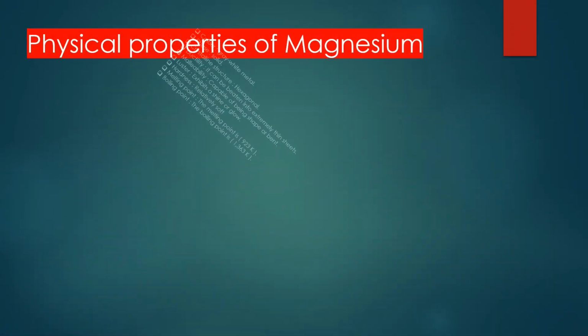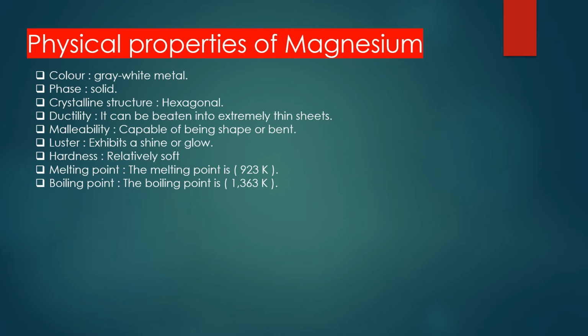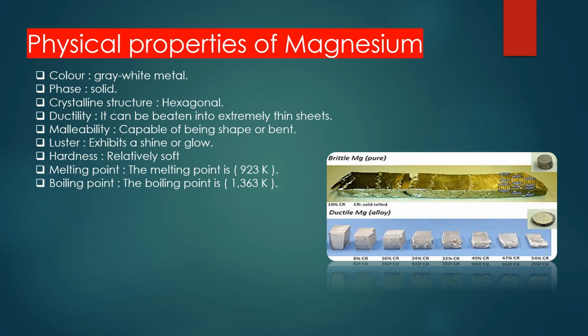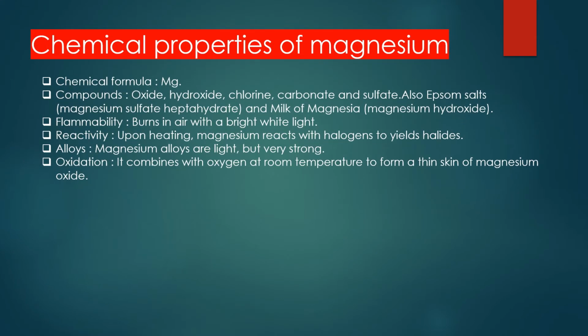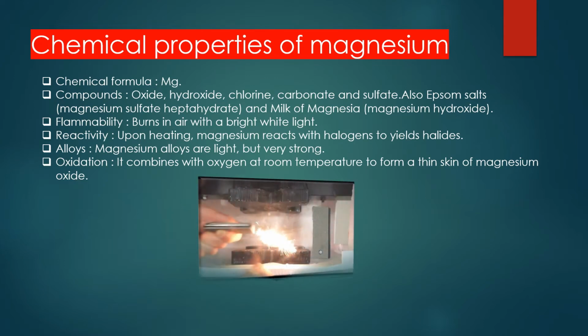Physical properties of magnesium: color, gray-white metal; phase, solid; crystalline structure, hexagonal; ductility, it can be beaten into extremely thin shapes; hardness, relatively soft; melting point at 923 Kelvin; boiling point at 1360 Kelvin. Chemical properties of magnesium: chemical formula, Mg. Flammability: burns in air with a bright white light. Alloy: magnesium alloys are light but very strong. Oxidation: it combines with oxygen at room temperature to form a thin skin of magnesium oxide.